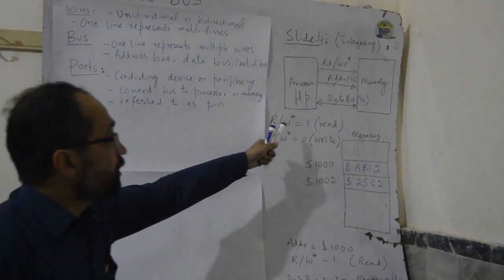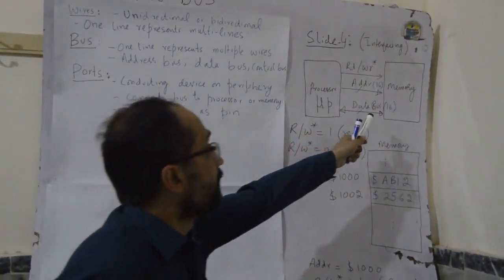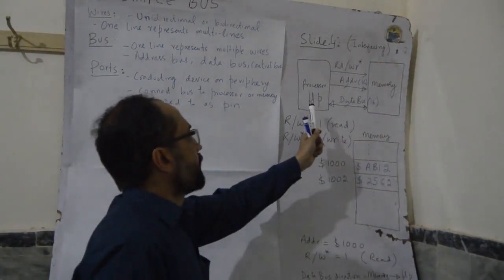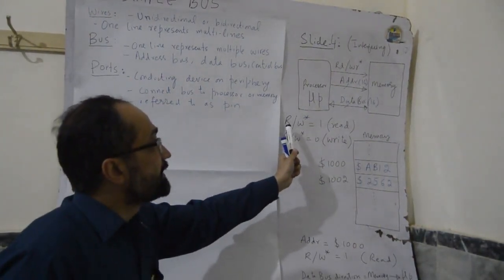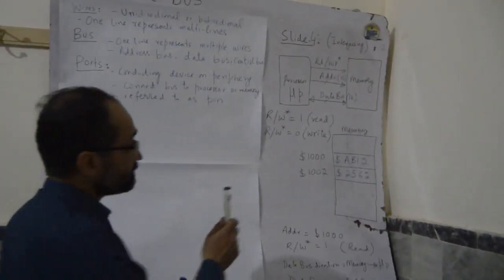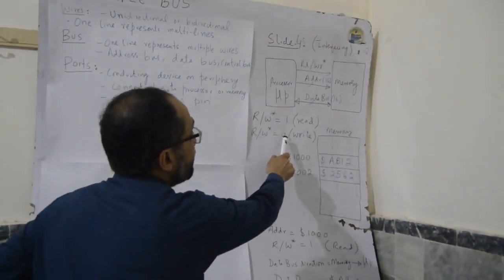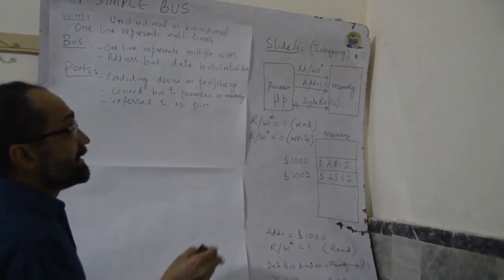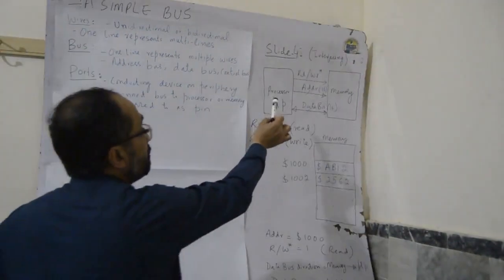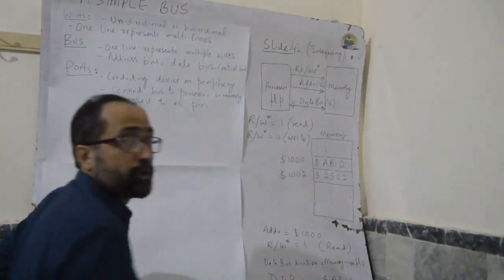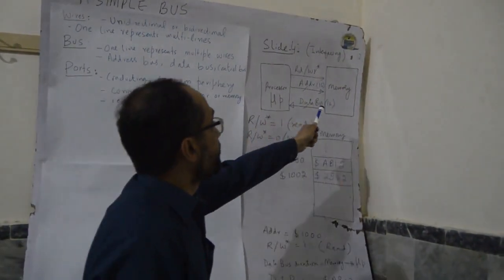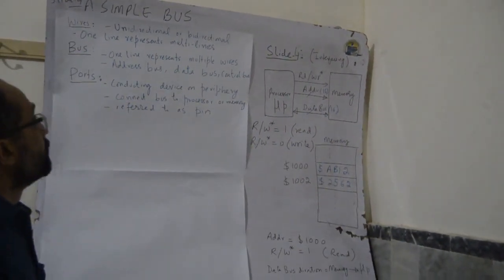In a read operation, the direction of the data bus will be from memory to microprocessor. That is determined by the read/write bar signal. If the read/write bar signal is 0, then the direction of the data will be from microprocessor to memory. So in this particular case, the microprocessor will be writing the data to memory.